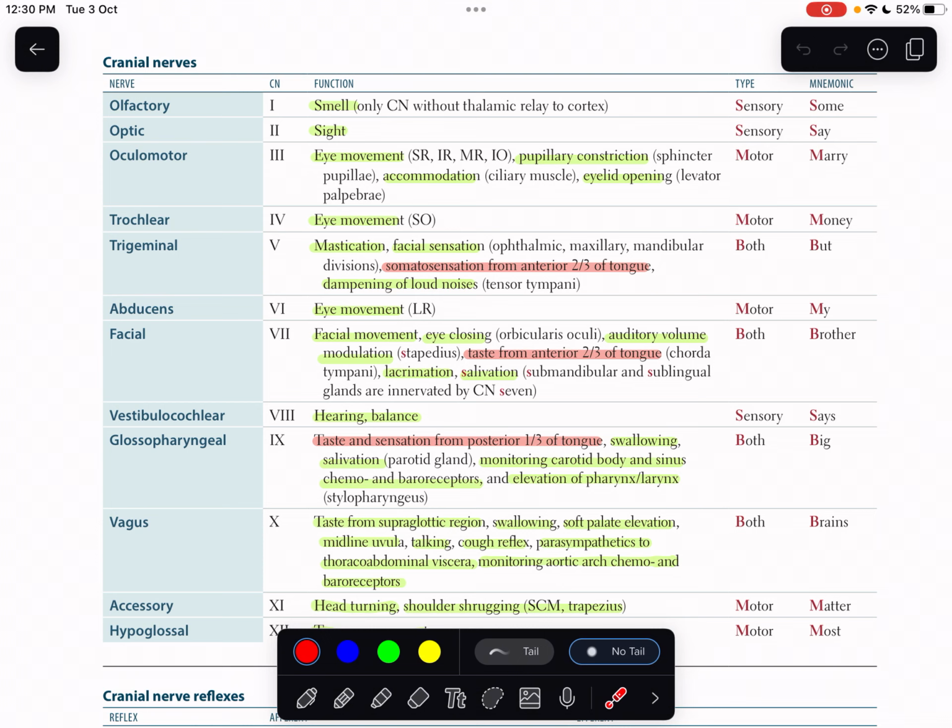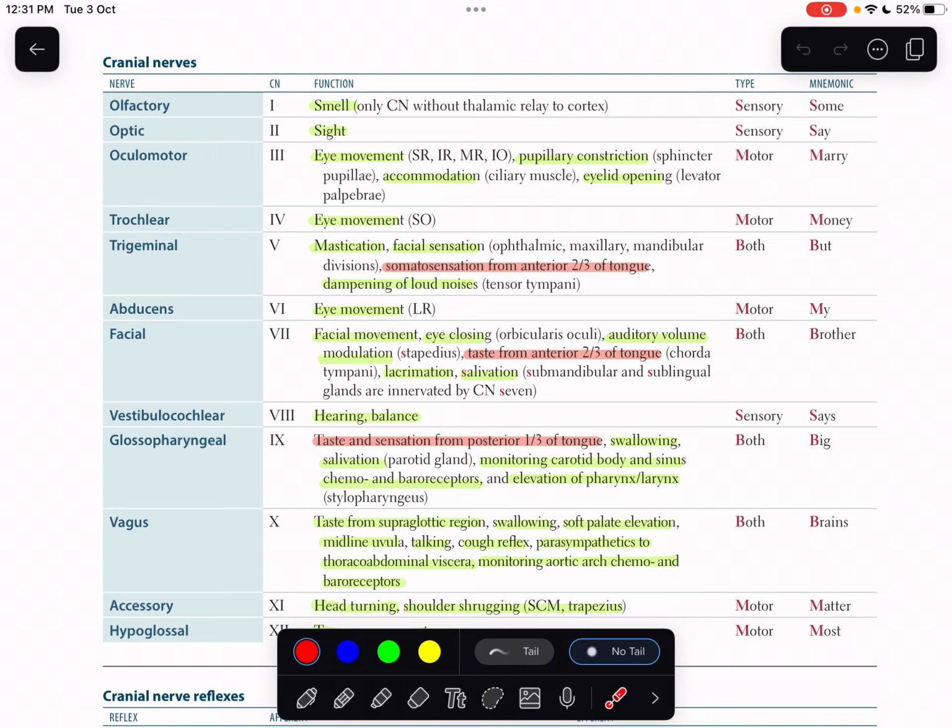It helps you sense different sorts of pleasant smells or any bad odor. And it is the only cranial nerve without a thalamic relay to the cortex. Just remember it. Okay, then optic is for sight, very easy, and oculomotor is for eye movement.